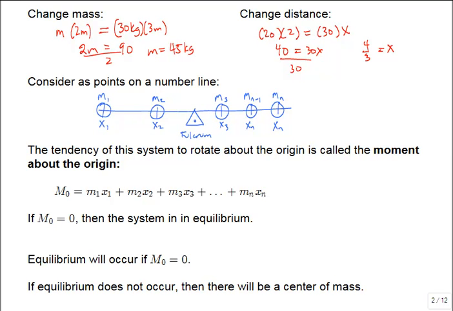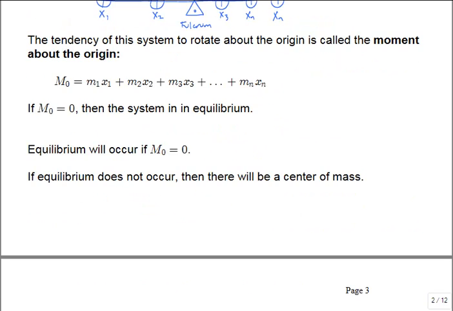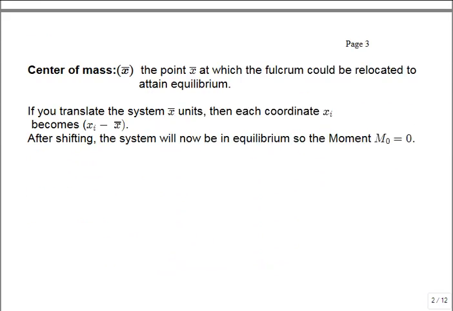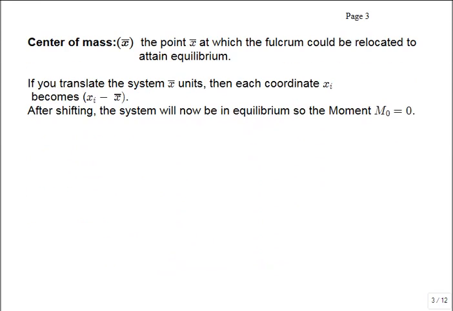If equilibrium does not occur, then there will be a center of mass. So what would we need to do to make that equilibrium be 0? Well, we're going to have to shift these masses left or right to balance this out. So to determine where that center of mass is if the equilibrium is not 0, we're going to derive sort of a formula for it.